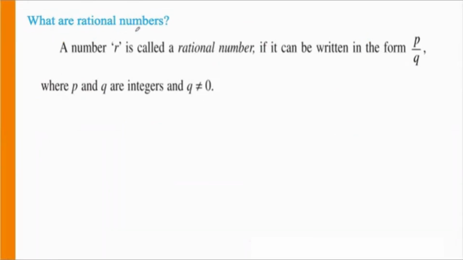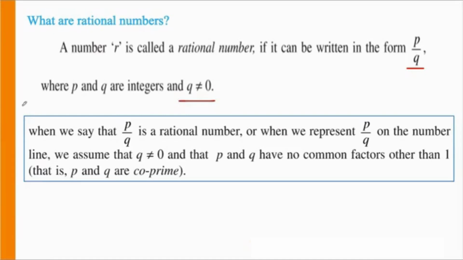Now let us understand the definition of rational numbers. A number R is called a rational number if it can be written in the form of P upon Q, where P and Q are integers and Q is not equal to 0. But there is one more condition which we should consider. When we say that P upon Q is a rational number, or when we represent P upon Q on the number line, we assume that Q is not equal to 0, and we also assume that P and Q have no common factors other than 1. That is, P and Q are co-prime.